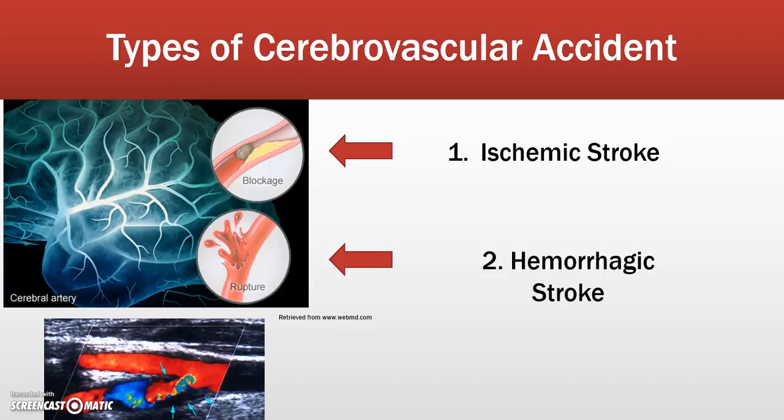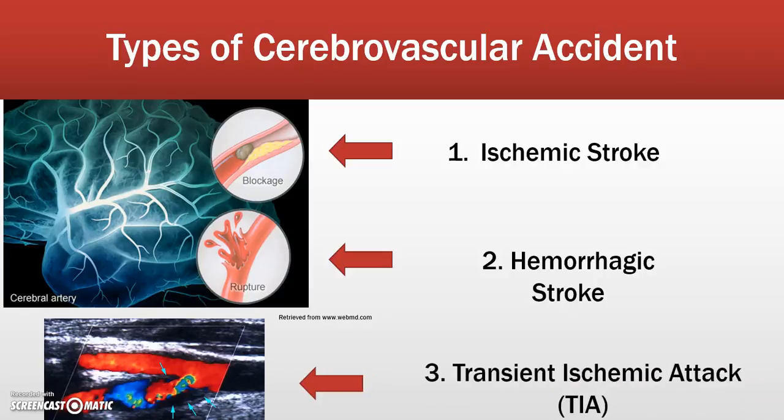The last type is a transient ischemic attack, or TIA. These are referred to as mini-strokes. It is a temporary disruption of blood flow to the brain. The disruption is a brief blockage, hence no permanent damage. A TIA is a warning that a more serious stroke will happen in the future.